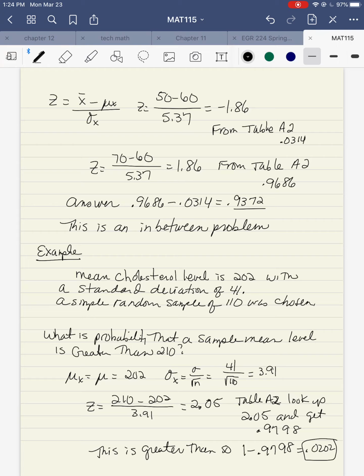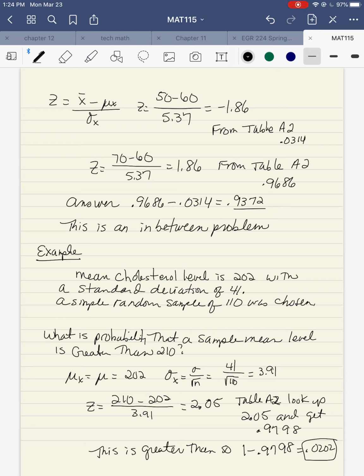So 0.9686, and because this is an in-between problem, this is the one where you subtract the two numbers from the table. So subtracting the two numbers, your answer will be 0.9372. So that would be the answer. The next example, the mean cholesterol level is 202 with a standard deviation of 41. A simple random sample of 110 was chosen. What is the probability that a sample mean level is greater than 210?